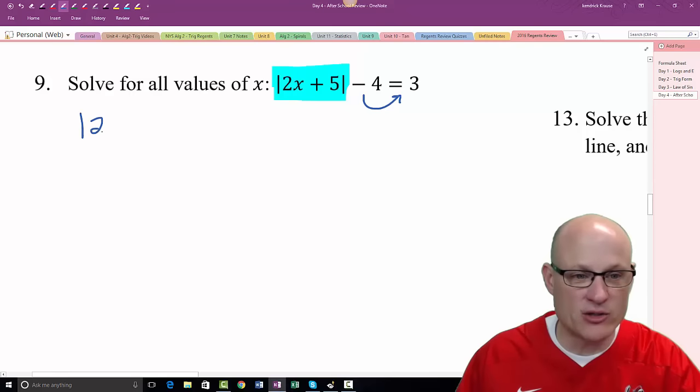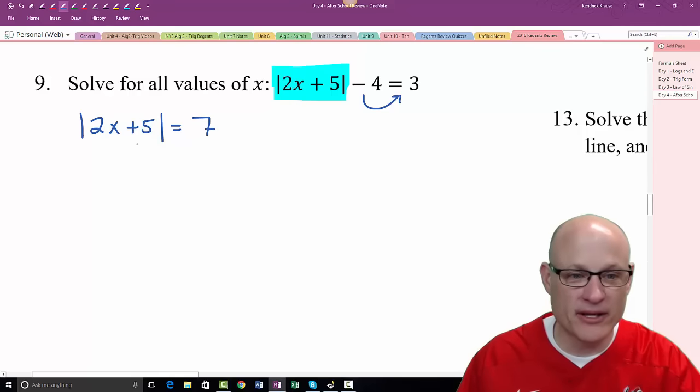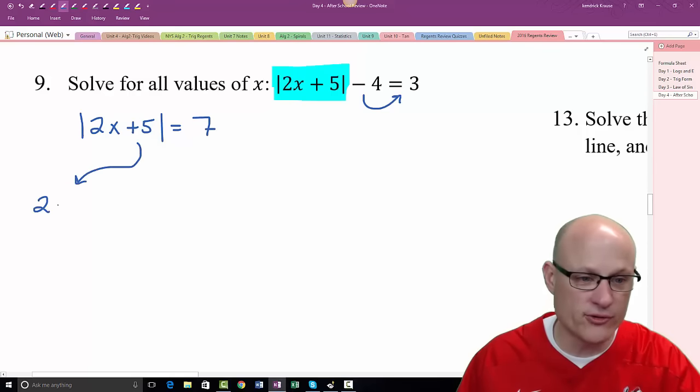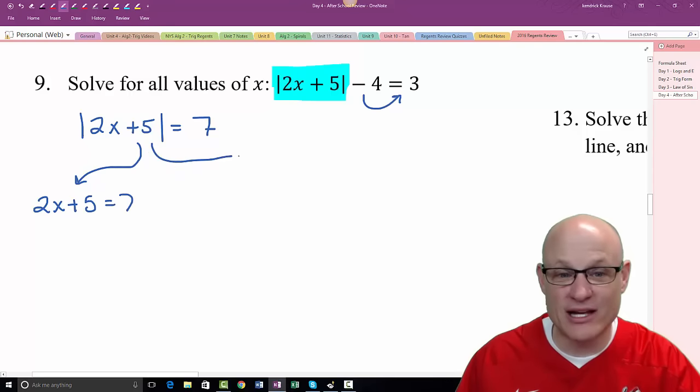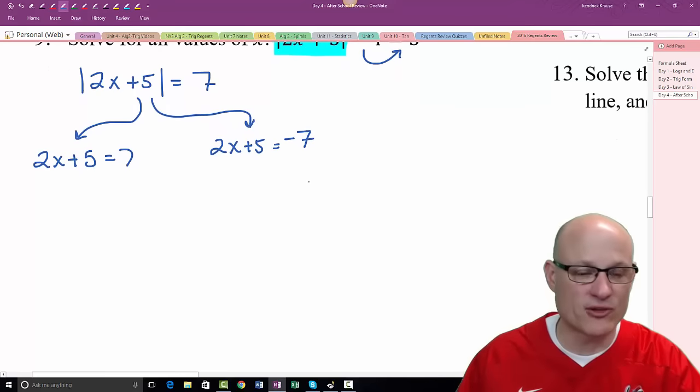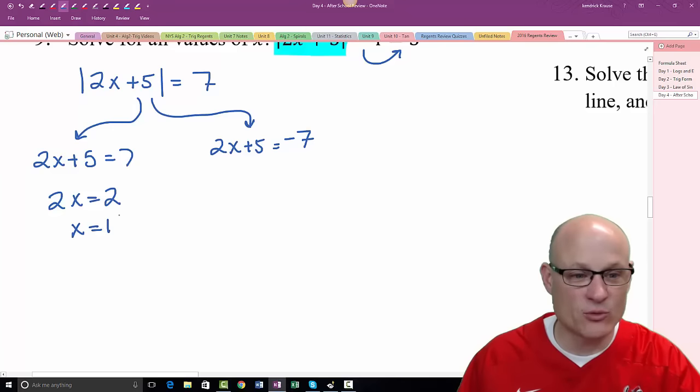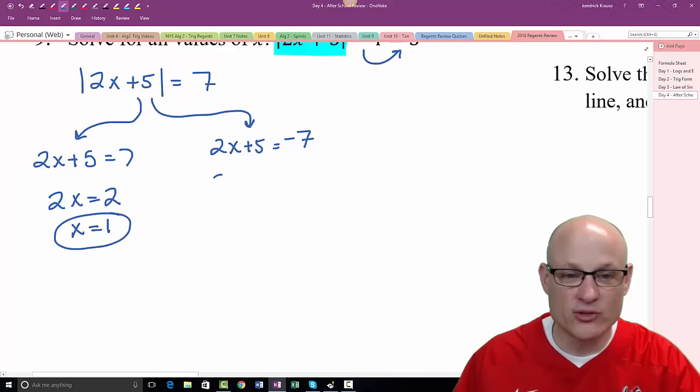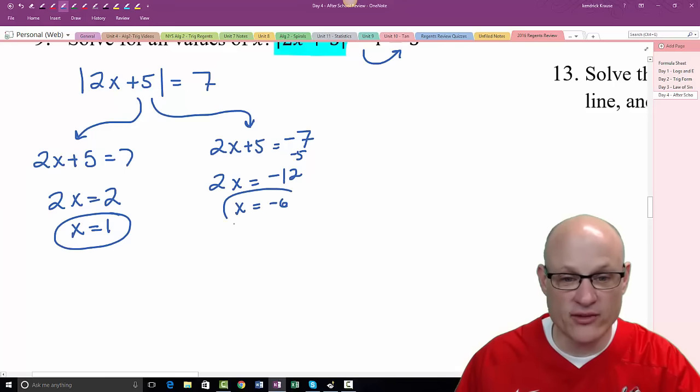So we end up with the absolute value of 2x plus 5 equals 7. Now we split it up into two problems. The original, 2x plus 5 equals 7. Don't ever mess with the left side. 2x plus 5 equals -7. Those are the two equations that I have to solve. So I get 2x equals 2, x equals 1. There's one of my answers. 2x equals -12 because I subtracted 5, or x equals -6. There's the other.